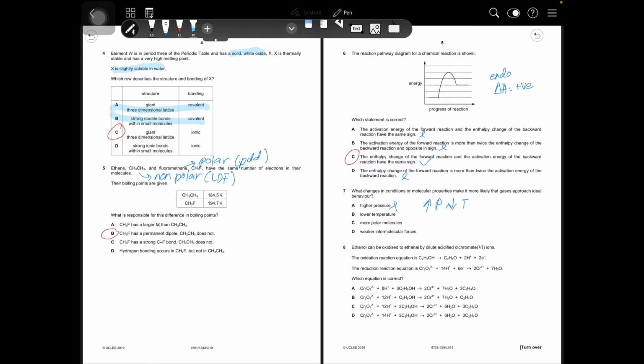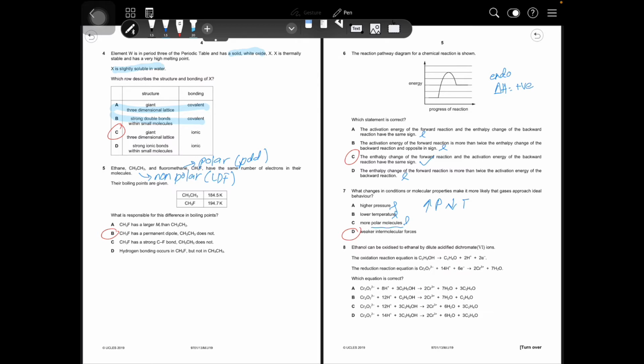So higher pressure will be wrong, lower temperature will be wrong, and when you have more polar molecules, that means you will have stronger intermolecular forces. Stronger intermolecular forces will lead you to have more real gases. So it's wrong as well. And the answer is D, because when you have weaker intermolecular forces, the intermolecular forces are unlikely to happen between the molecules, therefore it will exhibit an ideal behavior.